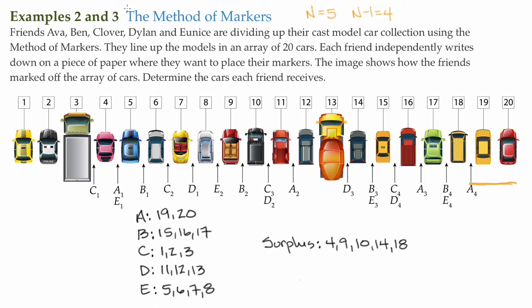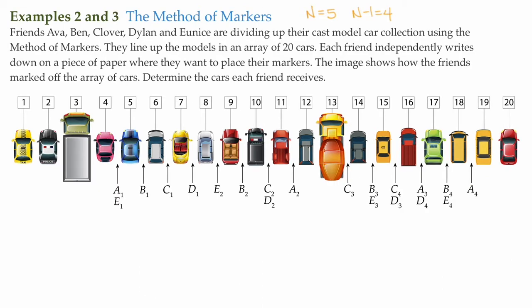Now for example 3 here, we're just going to change up this array just a little bit. Going to switch around the markers a little bit. So here we have the same array, but the markers have been switched around a little bit. So again, I'm going to start with listing the players here. We have Ava, Ben, Clover, Dylan, and Eunice.